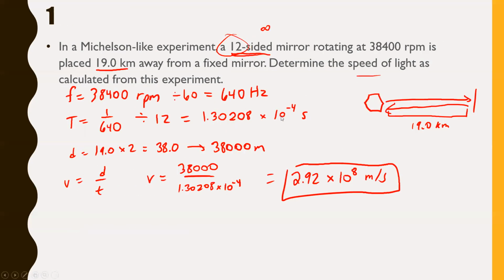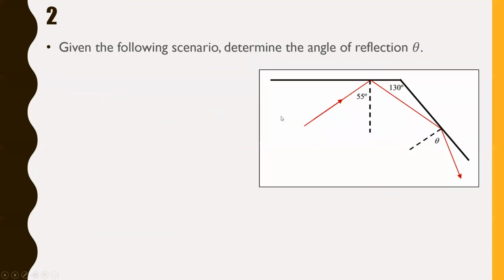Anyway, moving on. All right, given the following scenario, determine the angle of reflection theta. So theta is this guy right over here. Pause the video, give this one a shot. All right, now we're gonna go over this one. This one's not so much a physics question, it's almost more like a math question. I was almost not gonna give it to you, but I thought, you know what, might as well.